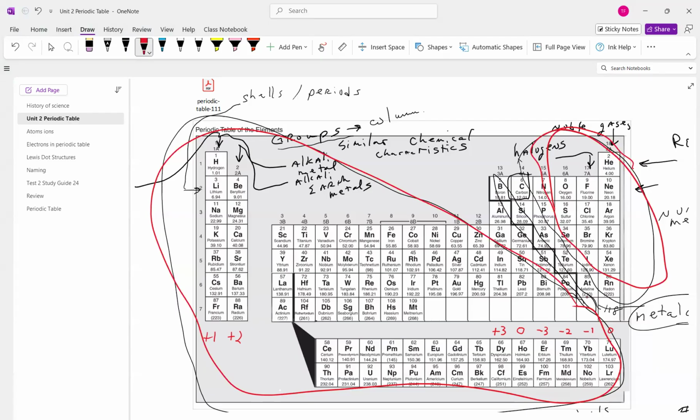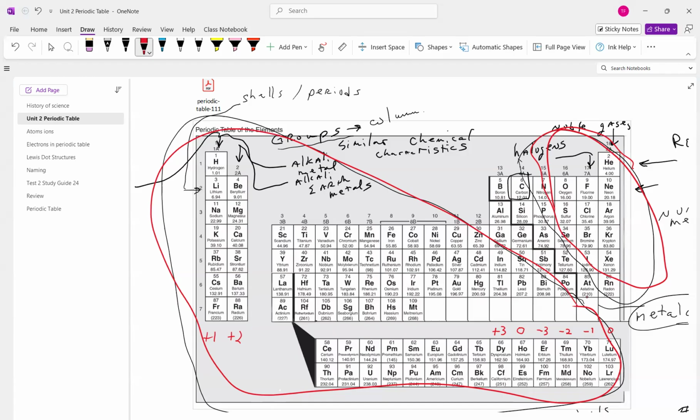And then these in-between guys that lie along the squiggly line here, those are called metalloids. And metalloids can either act like a metal or a non-metal depending on the voltage applied to them. And that's the basis of a transistor. Those were invented in this country in about 1947 by AT&T.